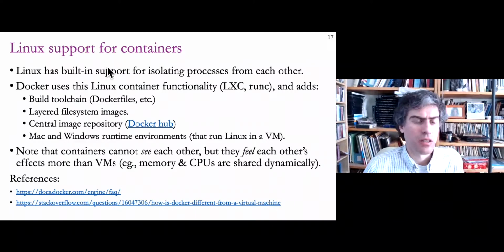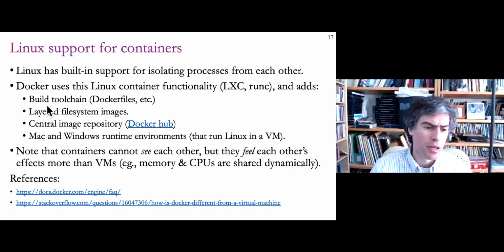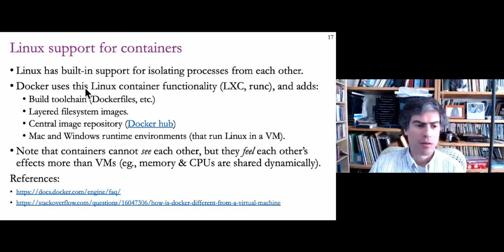Now, Linux has good support for containers because it has built-in support for isolating processes from each other. And Docker makes use of this to implement containers that look like they're running their own Linux operating system. In addition, Docker provides the toolchain for compiling Docker files, this layered file system I was talking about, the central image repository, Docker Hub, as well as Mac and Windows runtime environments that run Linux on a virtual machine. And then again, it makes use of the Linux container functionality, which is called LXC or runc. I think it's the older version of it.